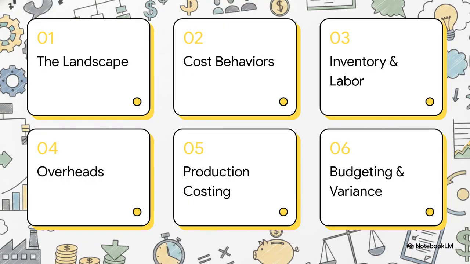So, here's our game plan for today. We'll start with the cost accounting landscape, then decode business cost behaviors, move on to tracking inventory and labor, make sense of overheads, match costing to production, and finally wrap it all up with budgeting and variance analysis.